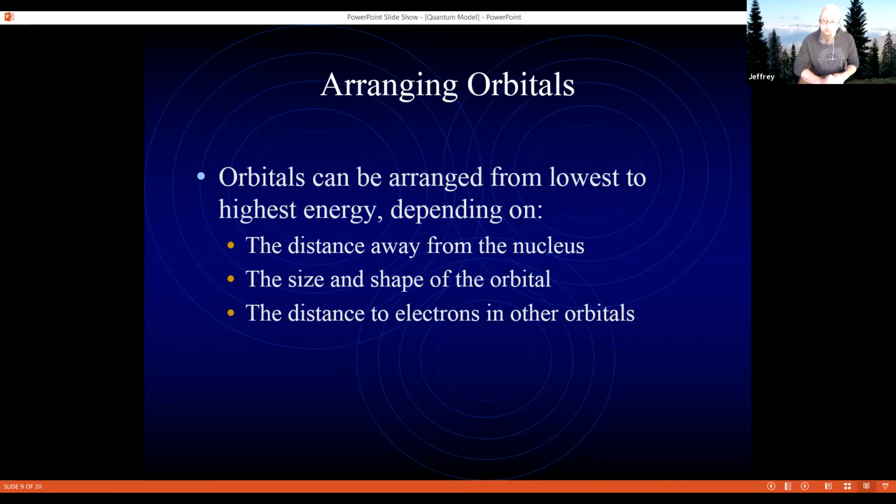So the orbitals can be arranged from lowest to highest energy. And when Schrödinger did all this, there were a lot of factors that he included in his probability calculations. These were very complex calculations. He calculated based on things like the distance away from the nucleus, the size and shape of the space, the distance to other electrons, and of course it's all based fundamentally on the speed at which the electrons are traveling. Taking all those factors into account, he calculated these different probabilities.